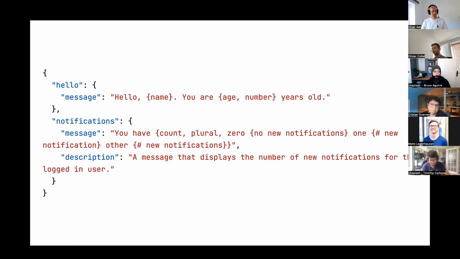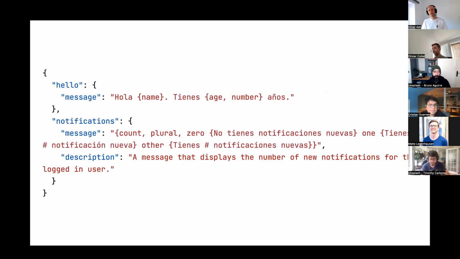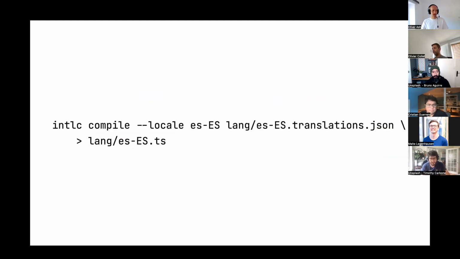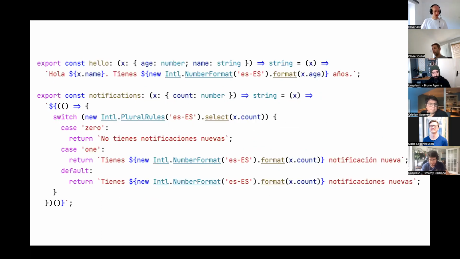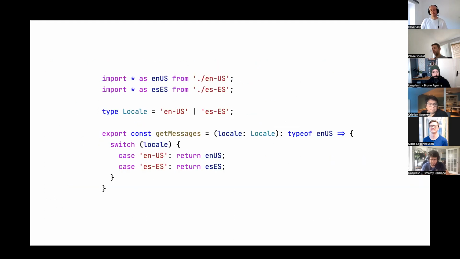So we have our English file and we send it to the translator, and then they send back something like this in Spanish. It has the same syntax, just the words have been translated. Again, we run Intl C compile. This time we specify the locale as Spanish, and we save it to a Spanish TS file. That's going to generate a TypeScript module that has these exports, just like we saw before, but the messages are in Spanish instead of English.